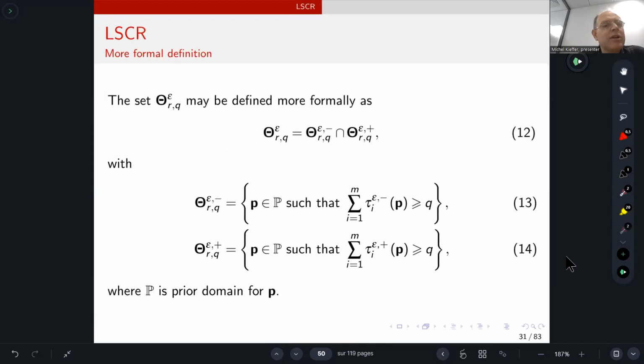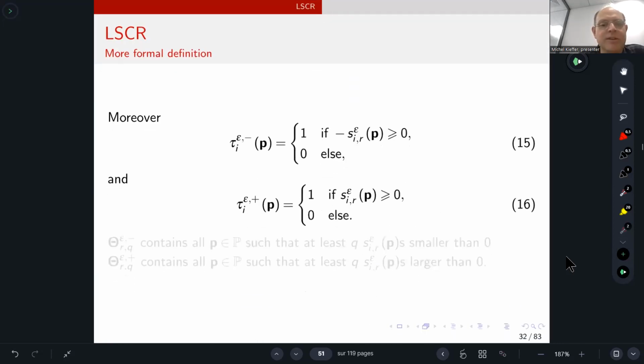So again, we can introduce a more formal definition. This set here is an intersection of two sets, theta minus and theta plus. Theta minus is a set such that the sum of these indicator functions is larger than q, and theta plus is a set such that the sum of these indicator functions is also larger than q.